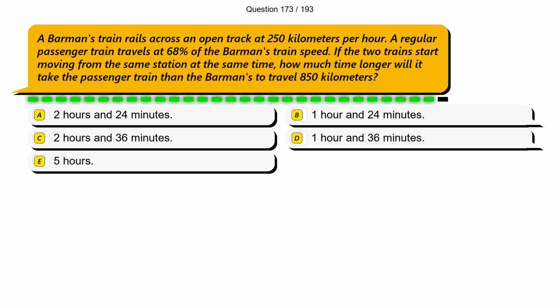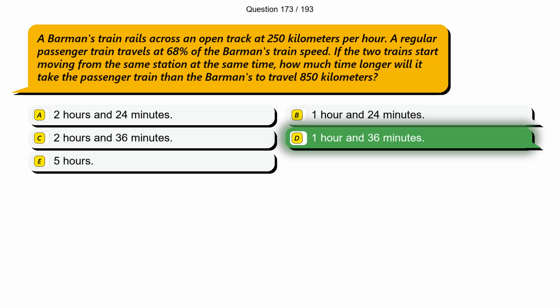Question 173. A bullet train rails across an open track at 250 km per hour. A regular passenger train travels at 68% of the bullet train's speed. If the two trains start moving from the same station at the same time, how much time longer will it take the passenger train than the bullet train to travel 850 km? Option A, 2 hours and 24 minutes. Option B, 1 hour and 24 minutes. Option C, 2 hours and 36 minutes. Option D, 1 hour and 36 minutes. Option E, 5 hours.